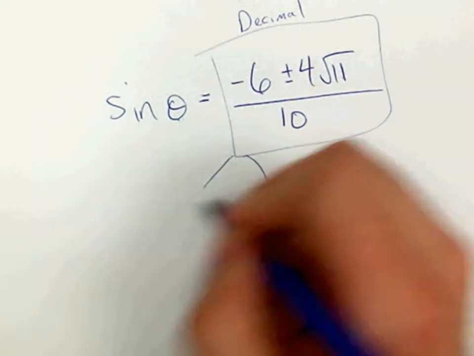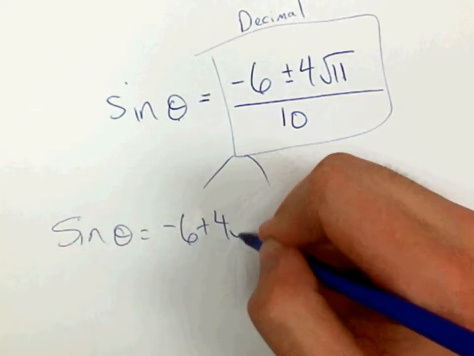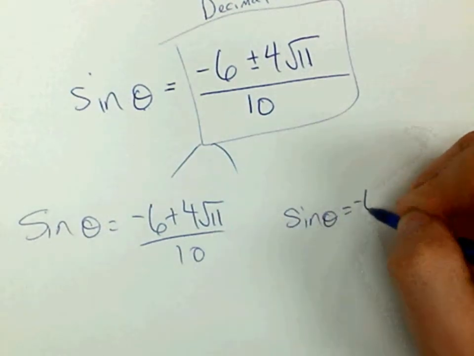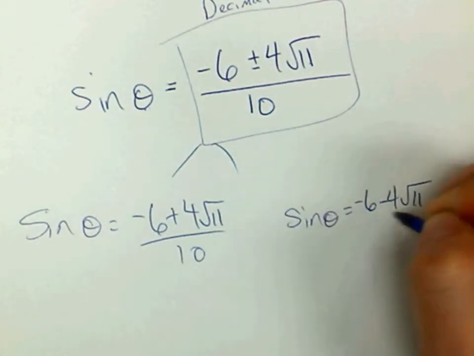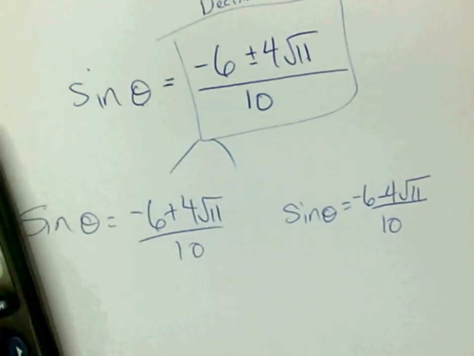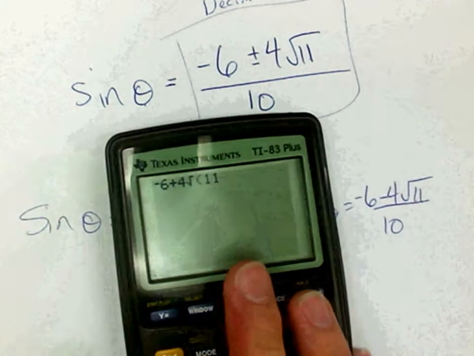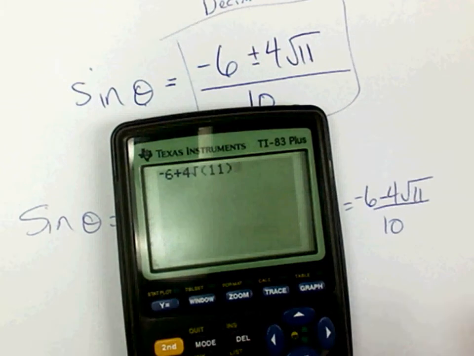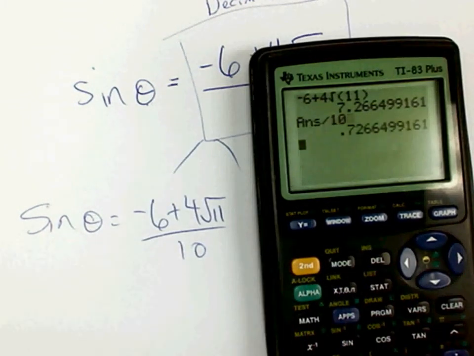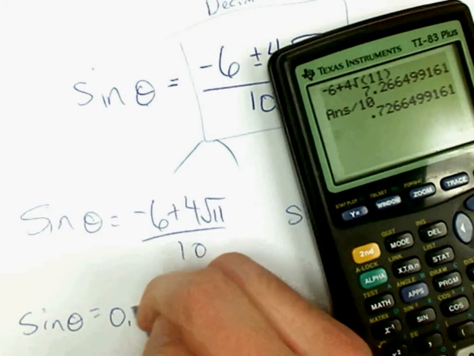So we're going to say sine theta equals negative 6 plus 4 square root of 11 over 10, and sine theta equals negative 6 minus 4 square root of 11 over 10. And then we will say negative 6 plus 4 radical 11. Be very careful about how you type that in. And just so I don't make any mistakes, I'm going to hit enter now. And then I'm going to divide by 10. So we get sine theta equals 0.727.